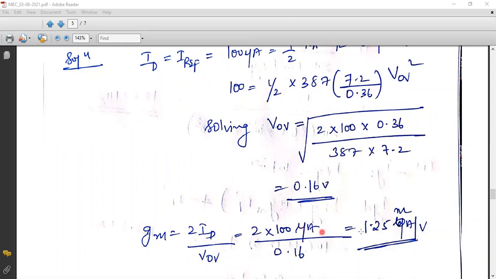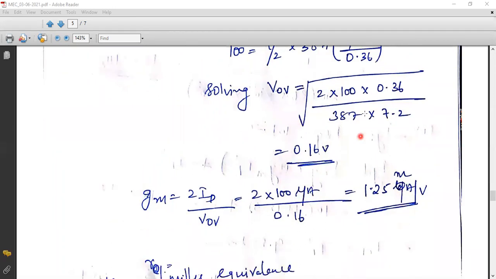So rather than mentioning in microampere, you can divide it by 1000 so that you can convert into milliampere. So the answer will be 1.25 milliampere per volt. Clear? Is this clear for you? Initially you got 1250 microampere per volt. You can convert it into milliampere by dividing it by 1000.